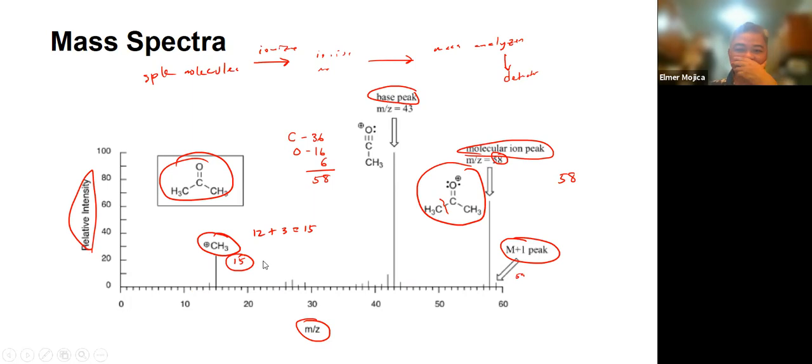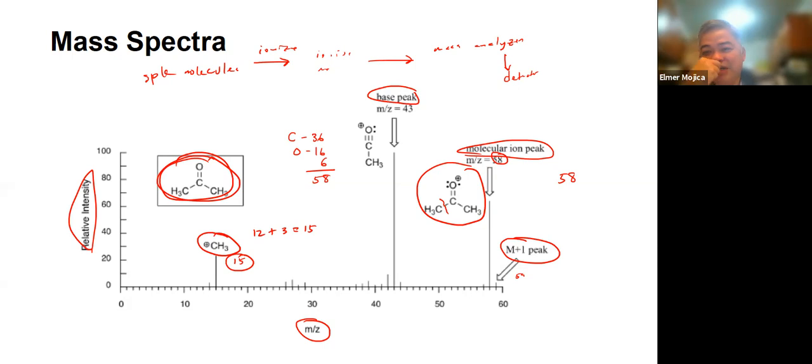So makikita nyo, yung corresponding fragment na nag-form is just the molar mass ng mga fragment doon sa fragment ng buong part ng acetone. So that's how they do this so-called structural elucidation. Parang detective, tinitingnan mo.